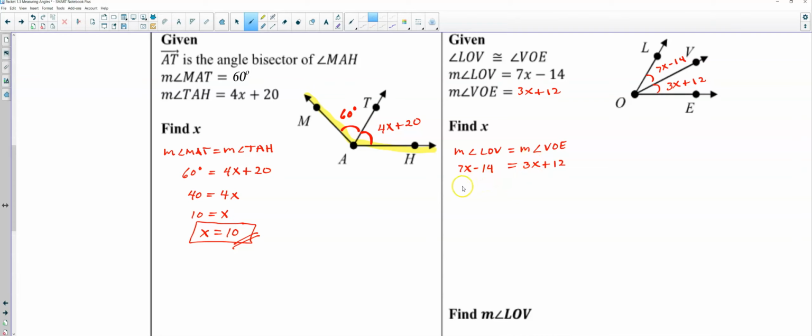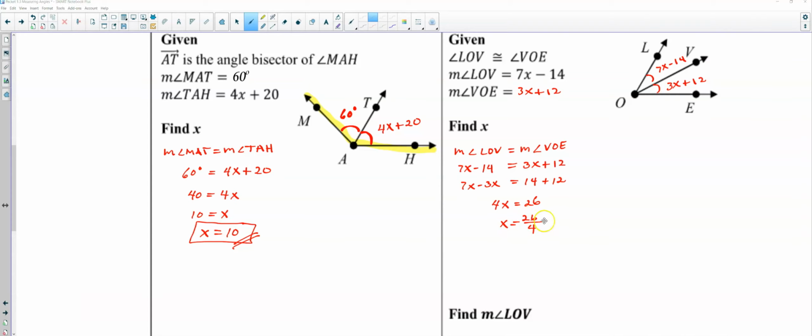In this case, notice this is positive here. If I put it on this side, it will become negative, right? So 7x minus 3x is the same. This one is negative 14. So when I cross the equal sign, it will be positive 14. 14 plus 12. So 7x minus 3x, that is 4x. 14 plus 12, that's 4 and 2, that's 6, that's 26. All I have to do now is x is 26 divided by 4.